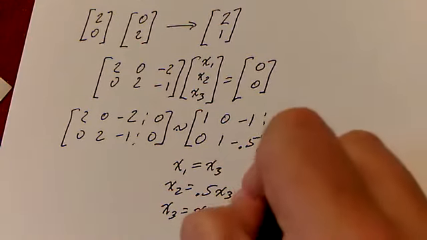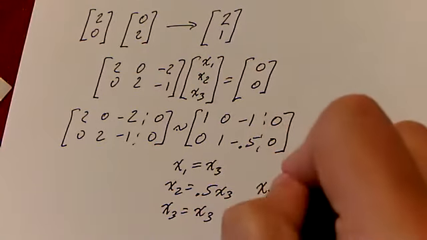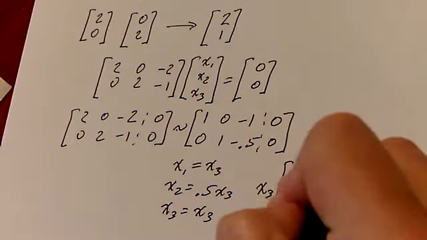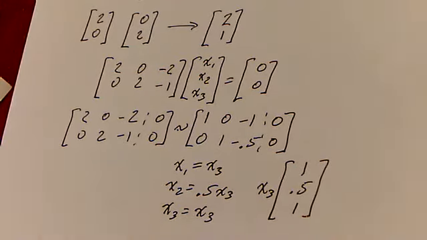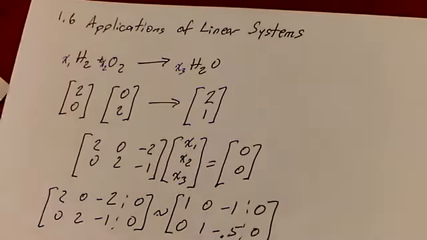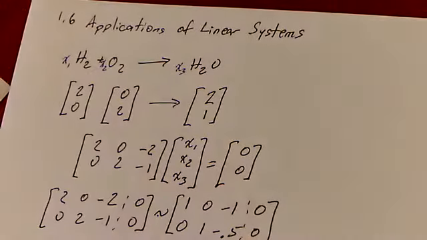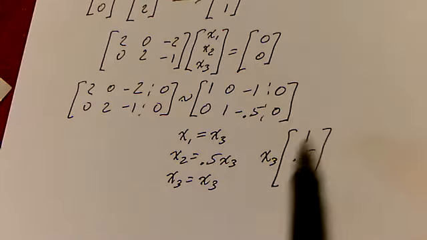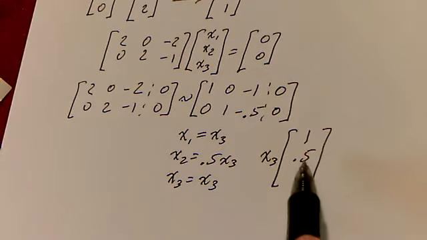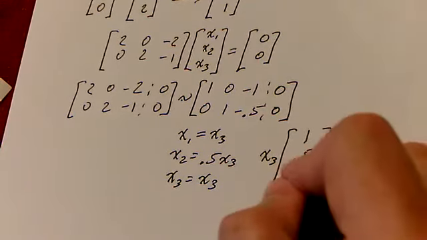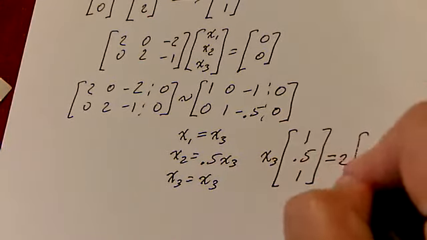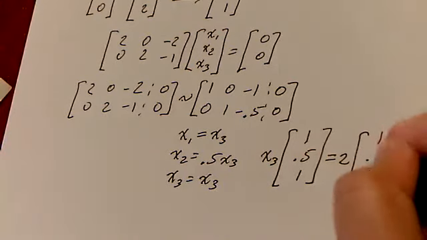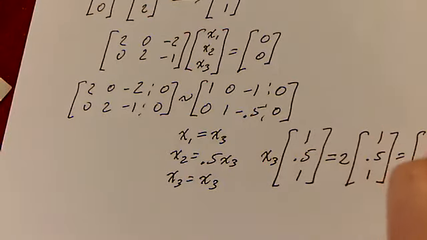So I could write that in vector form or in parametric form. That's going to be 1 copy of x3, 0.5 of x3, and 1 copy of x3. So that would be my solution vector. Now, if I look back at my chemical equation that I started with, I can't really put 0.5. I can't have half a molecule. So I'm going to need to multiply that by 2 to get rid of that fraction. So this is going to become x3 equals 2. So if I use 2 times 1, 0.5, and 1, I'm going to get a vector of 2, 1, and 2.